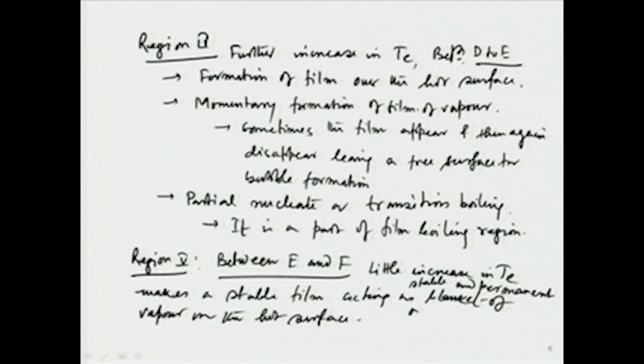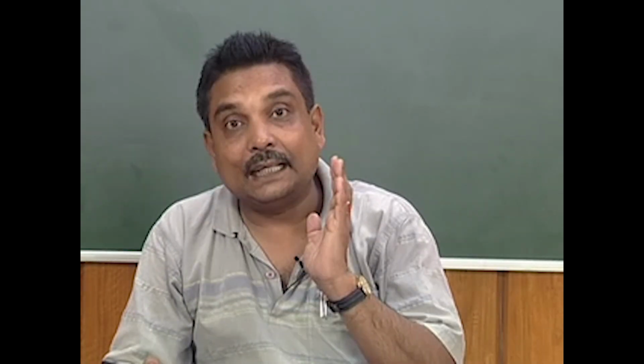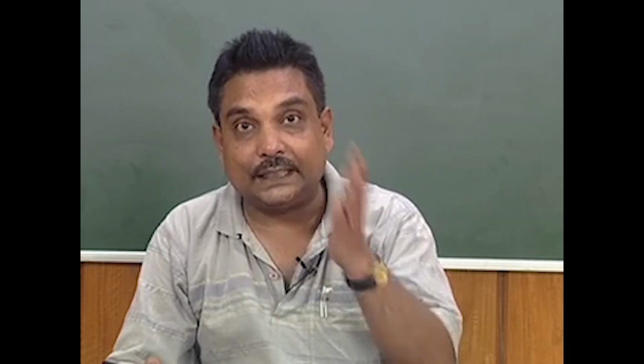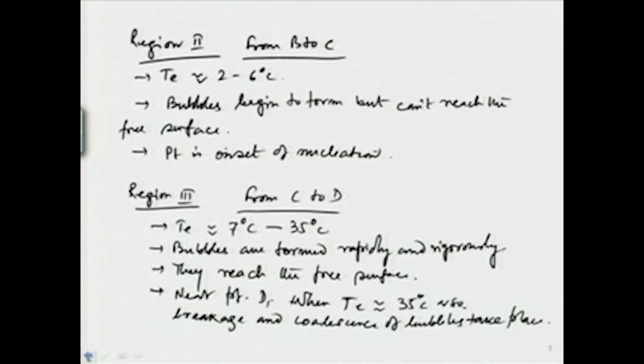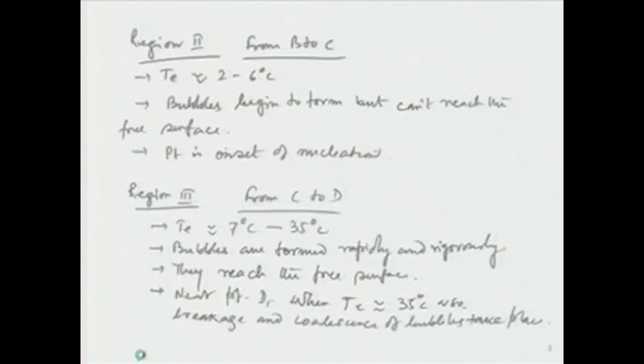And we know the thermal conductivity of the vapor is poor, and therefore, it acts as a strong resistance for heat transfer, and therefore, we can see there is a drastic reduction in the heat transfer coefficient value, and this is the region which is called the stable film boiling region. So, we can say in this region the heat transfer coefficient is drastically reduced.